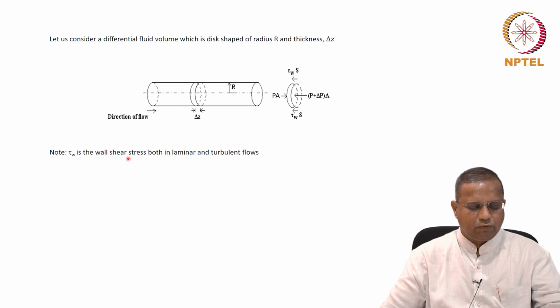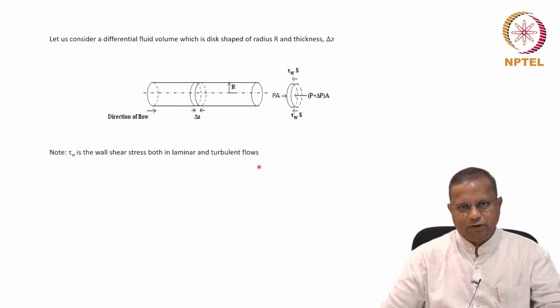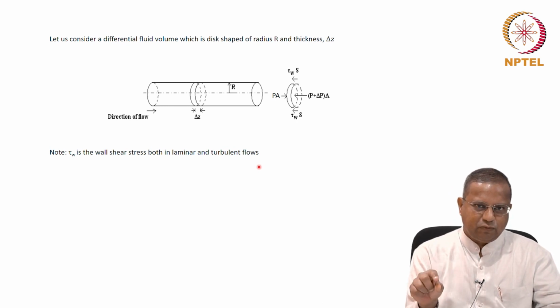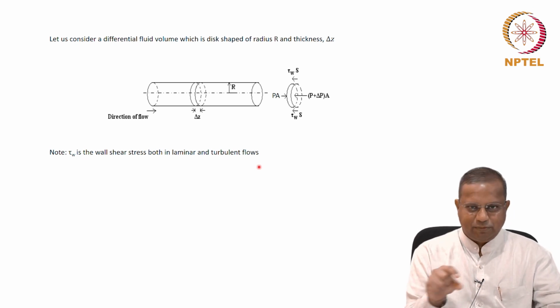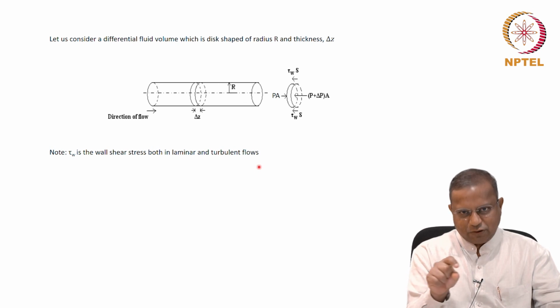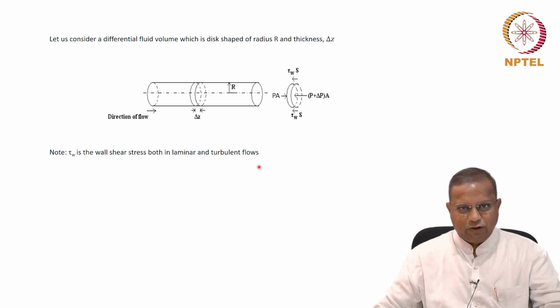So tau_W is the wall shear stress, both in laminar and turbulent flows. Even in turbulent flow, the layers closest to the wall will not flow at very high velocities. Therefore, there is a laminar layer, a boundary layer, it's called a laminar layer, closest to the wall in fully turbulent flow.